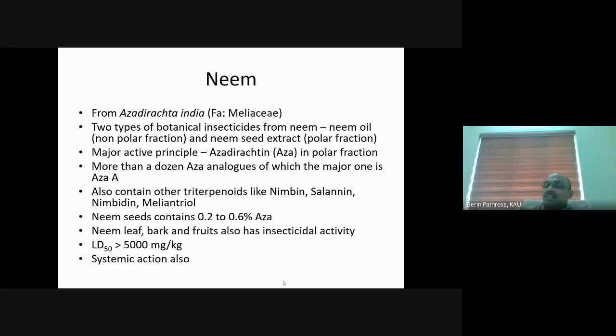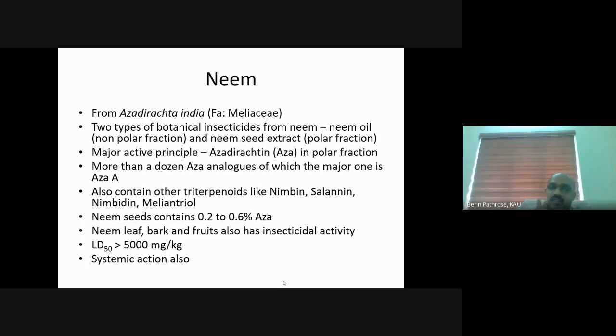While neem seed kernel extract, we prepare it in water. Hence, it is the polar fraction of neem-based pesticides. And the major active ingredient is azadirachtin. I told you about azadirachtin. We usually abbreviate it as AZA, and it is a polar fraction. That's why if we keep neem seed kernel powder in water, what we normally get is azadirachtin. And in neem oil, a certain portion of azadirachtin will be there, but it's not mainly azadirachtin.